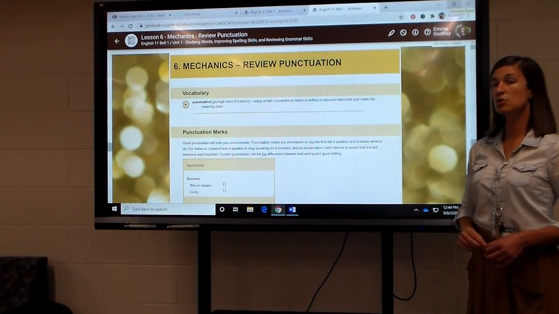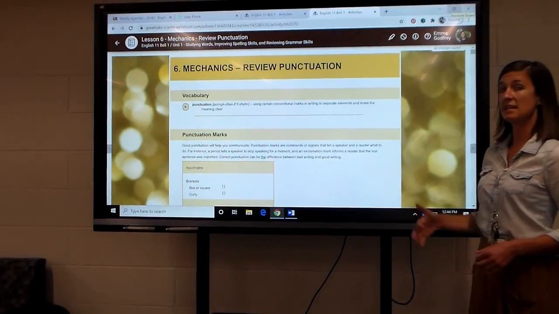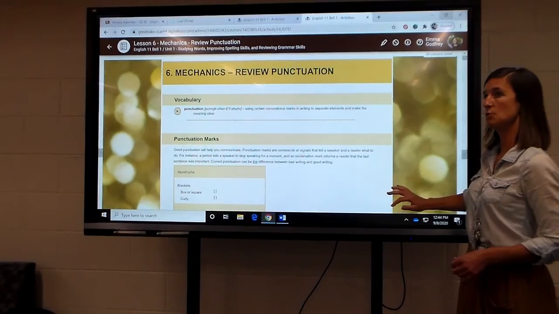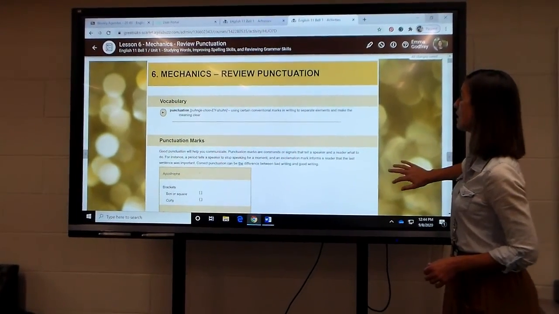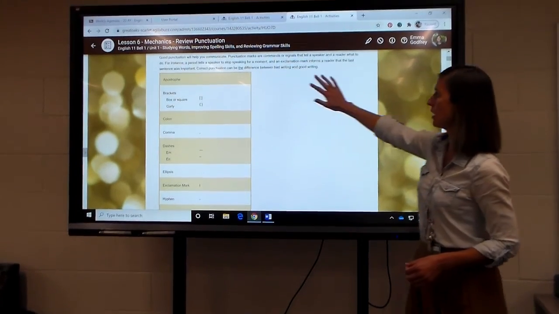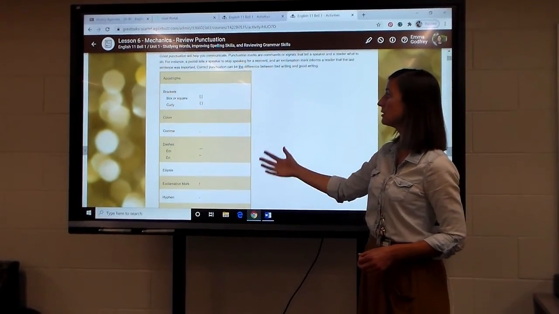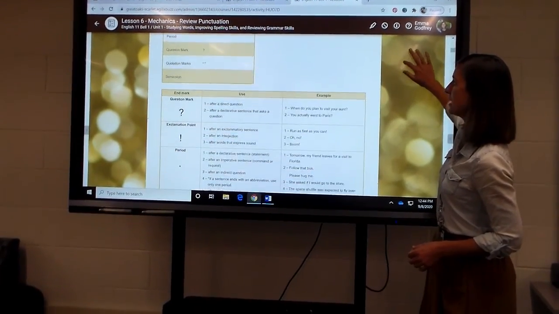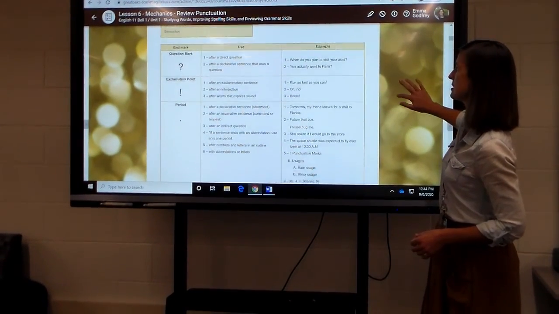So this is a lot of punctuation marks, both at the end of sentences and within sentences. So hopefully a lot of this is review, but there are a lot of rules for us to cover. So at the top, it's just going to give you a reminder of what all of the punctuation marks look like, followed by end marks and their uses.